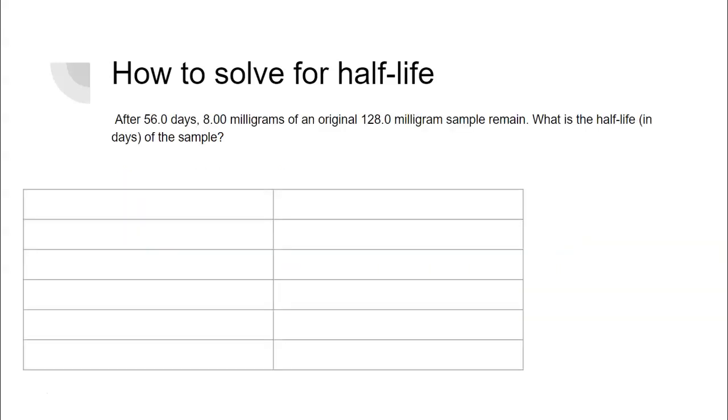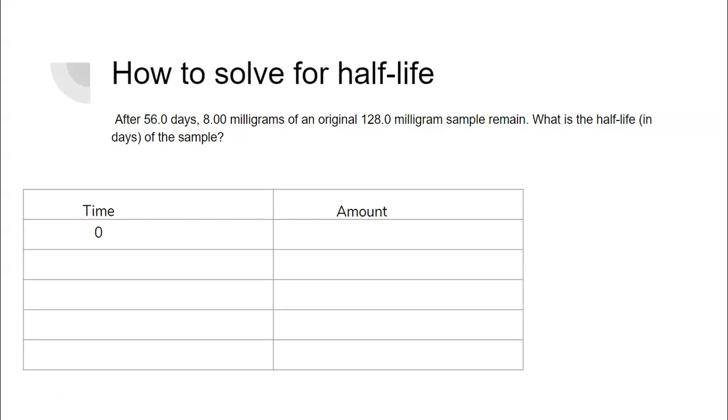Okay, so here's our example. After 56 days, that's the time it took, 8 grams of an original 128 milligram sample remains. So I started with 128, I'm down to 8 after 56 days has elapsed. What is the half-life in days of our sample? So again, I'm going to make my chart, okay, which I've already done. I'm going to put in time and amount, okay, right? Same steps as before. I'm going to put my 0 in.